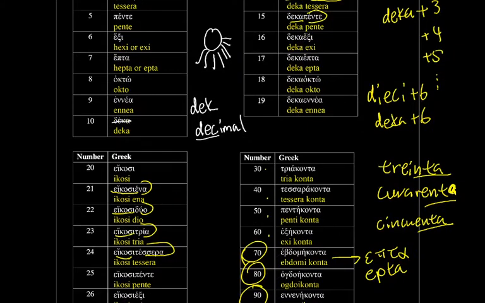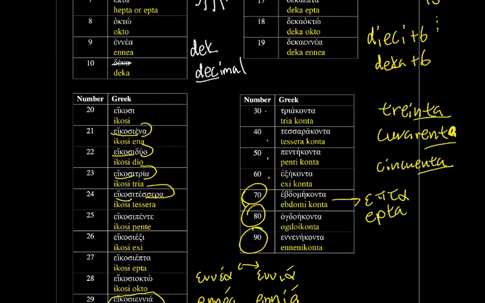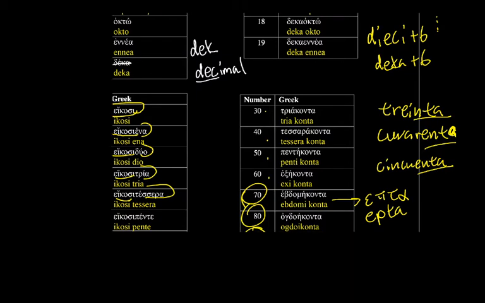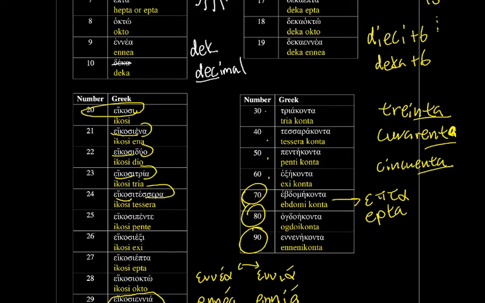Alright, then when we move to 20, we get ikosi. 30 is triaconta. And then we have tesseraconta, penticonta, hexiconta, evdomiconta, ogdoiconta, eneniconta.